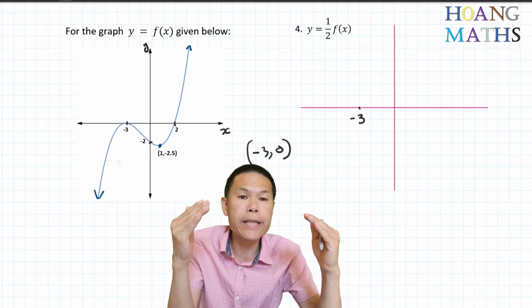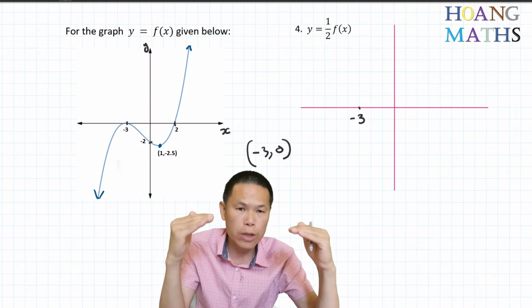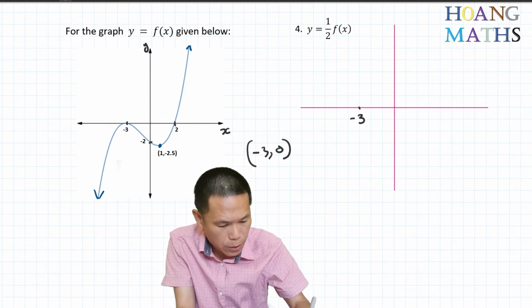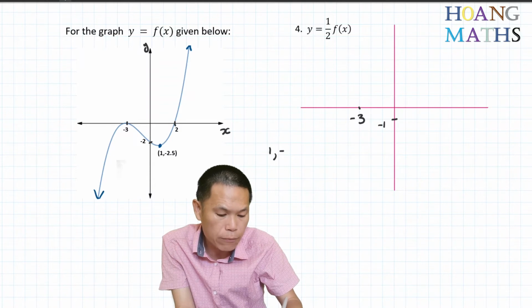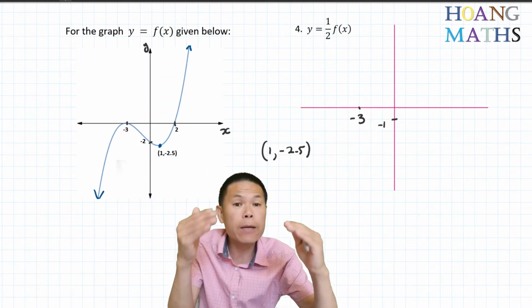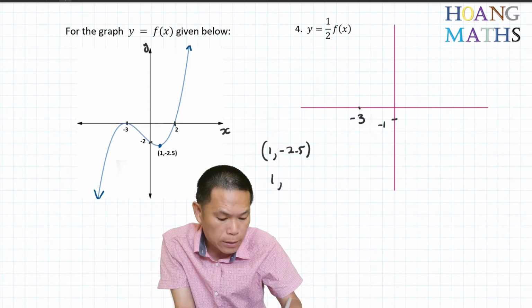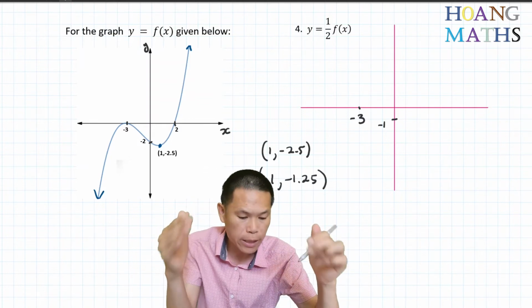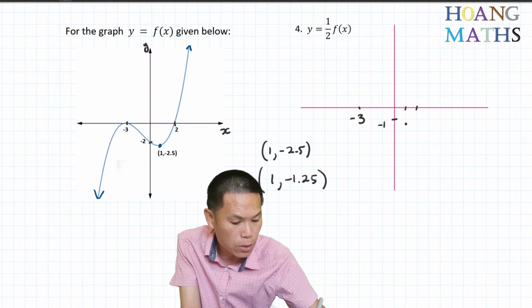And then the y-intercept is negative 2. So that means it's half of negative 2, so that will give me negative 1. So negative 1 here. And the turning point is 1, negative 2.5. If we half the y value, that is 1 and negative 1.25, or negative 1.25 if you like. So that is the turning point. Roughly here. So this is 1 and this is 2 here.